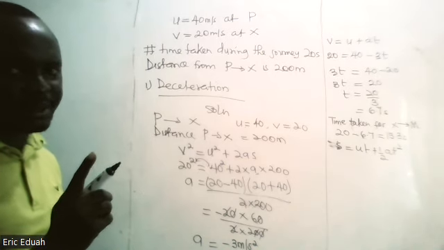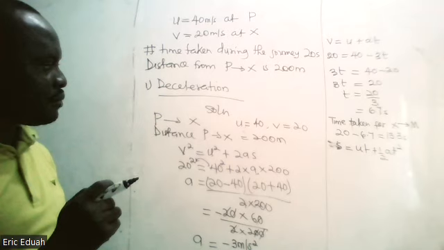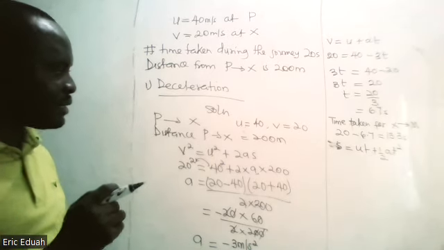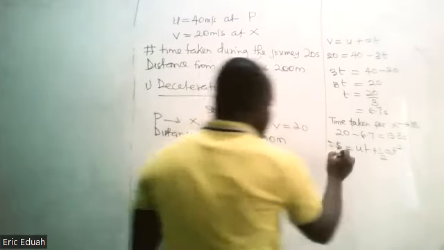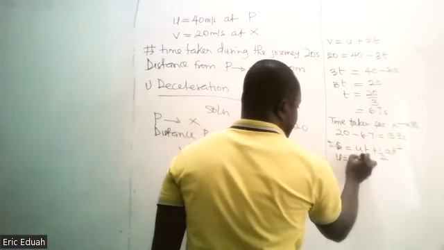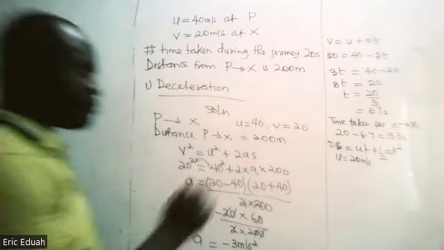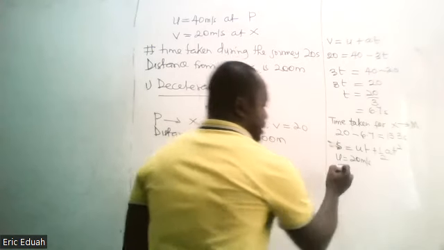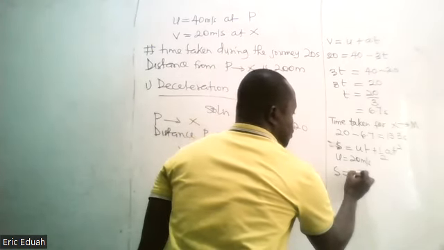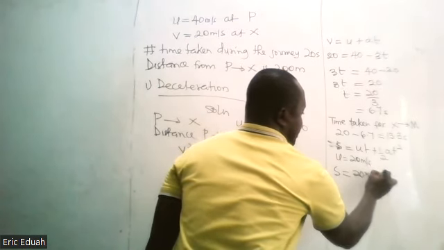Yes, Ama, 20 meters per second. Good. So U is equal to 20 meters per second. Then S is equal to 20 by 13.3.